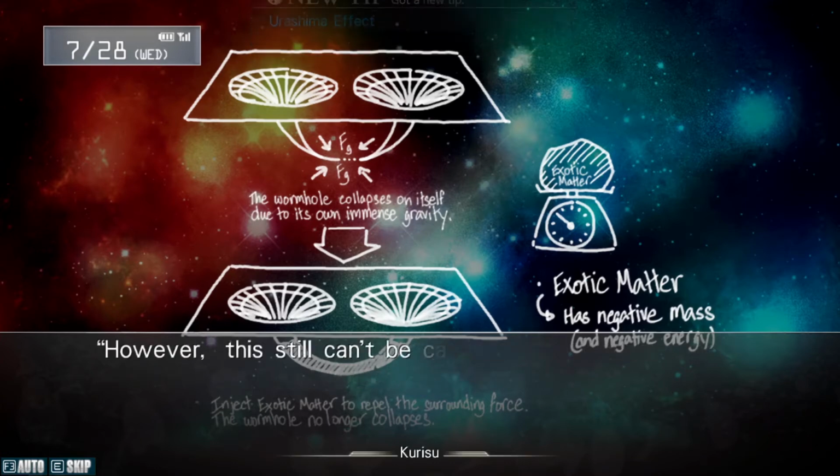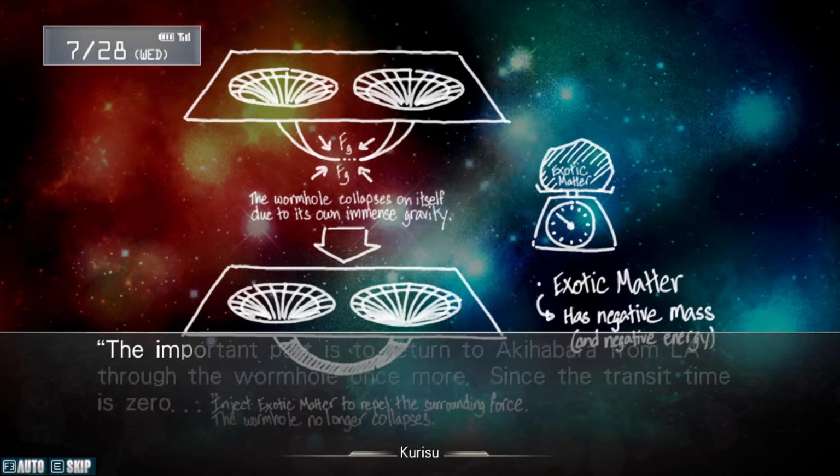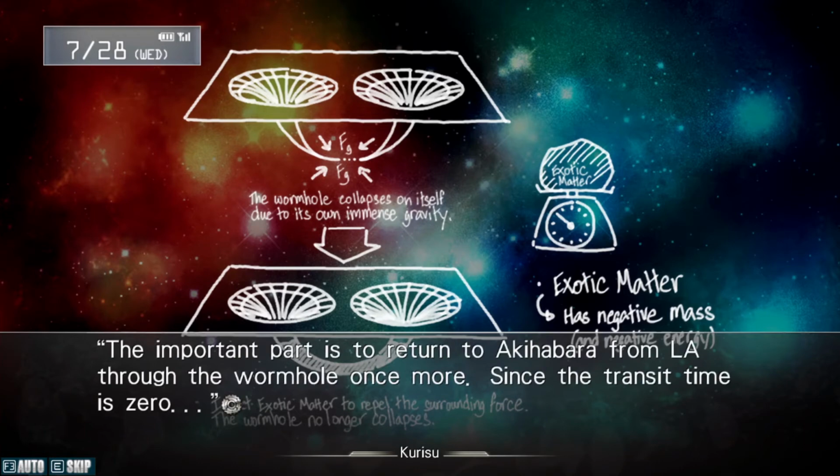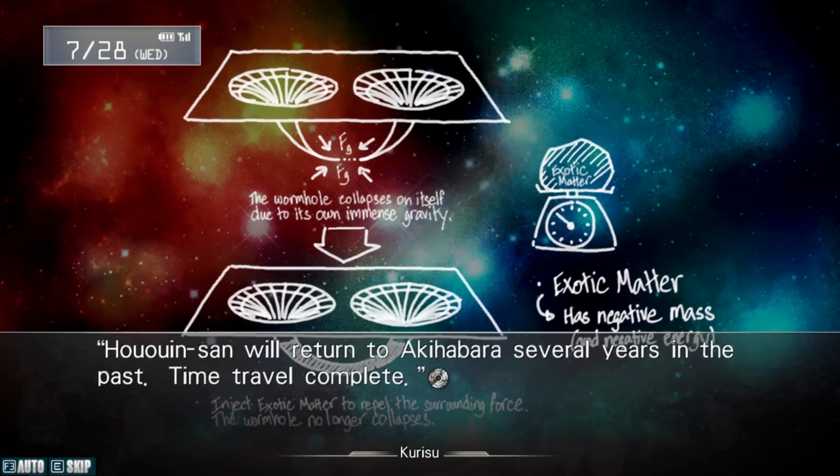However, this still can't be called true time travel. It only seems that way. This is called the Urashima effect. The important part is to return to Akihabara from LA through the wormhole once more, since the transit time is 0. Hoenn-san will return to Akihabara several years in the past. Time travel complete.